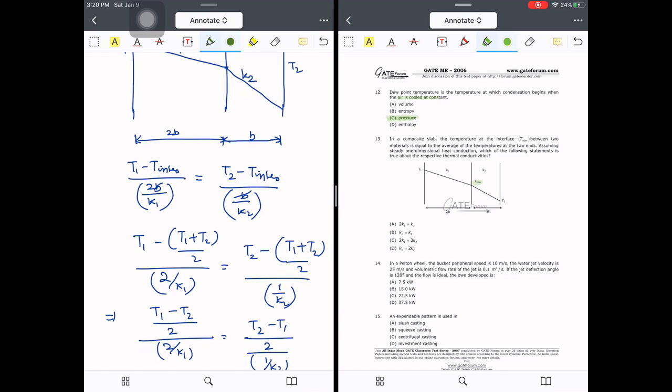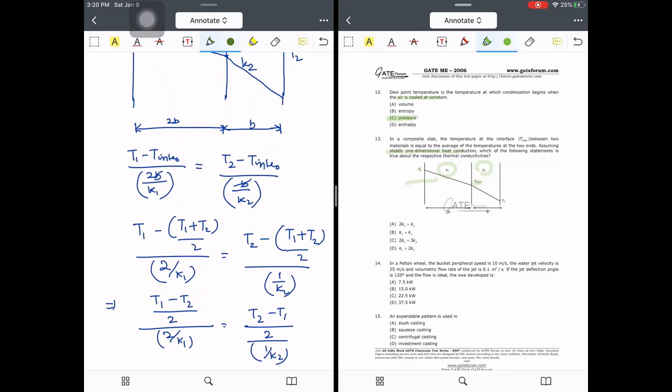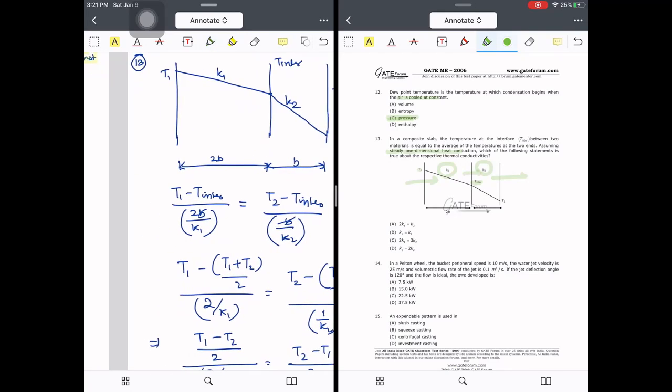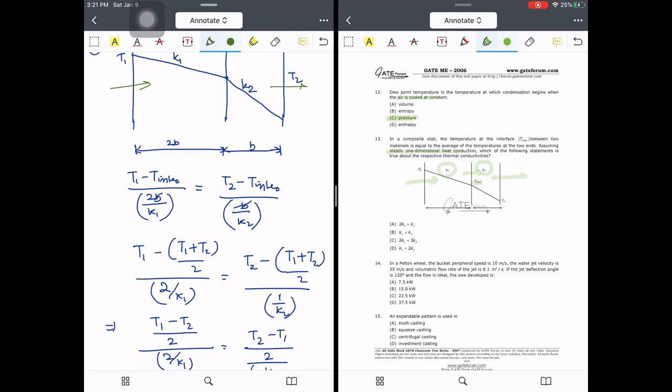Question number 13. In a composite slab, the temperature at the interface between the two materials is equal to the average of the temperature of the two ends, that means T interface is equal to (T1 plus T2) by 2. Assuming steady one-dimensional heat conduction, which of the following statements is correct with respect to the thermal conductivity? So we need to establish the relation between K1 and K2 based on the relation of T1 and T2 given here. Steady one-dimensional heat conduction means the heat transferring here is equal to the heat transferring at the interface.